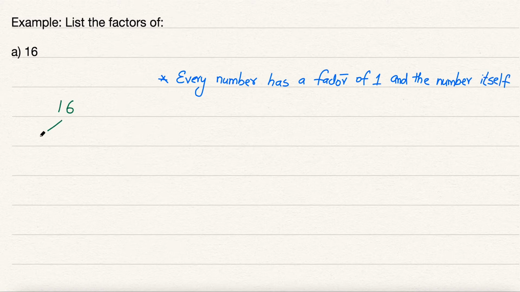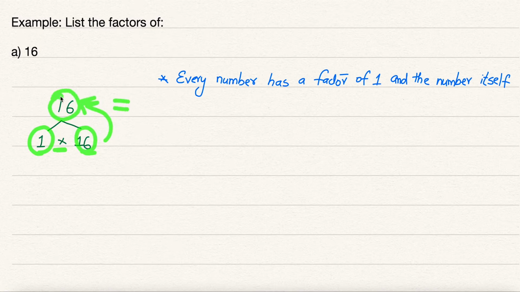16 has a factor of 1 and 16. So what happens is when you multiply 1 with 16, you get 16. So 1 times 16 is 16. Again, you will read it as 1 times 16 is equal to 16. Alright, that's how you will read it.